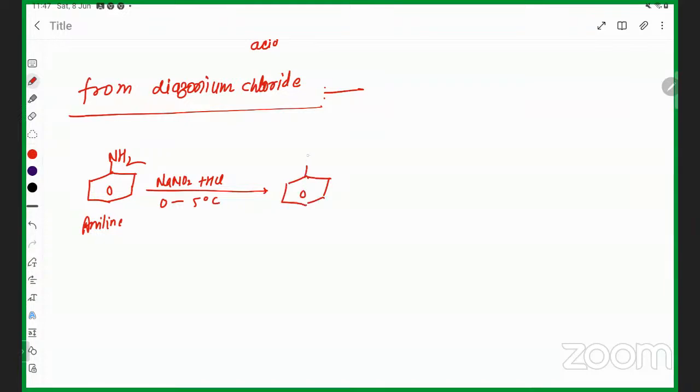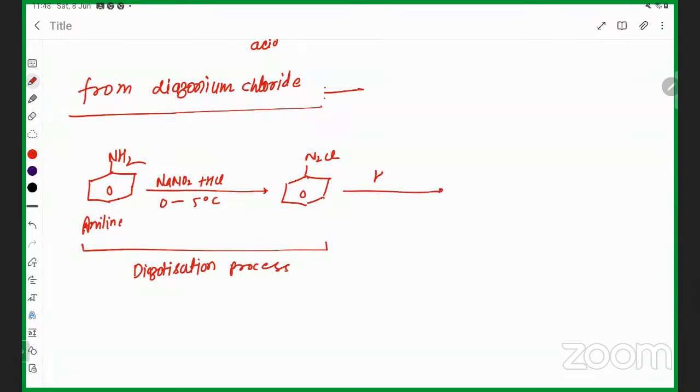This reaction you will study, N2Cl. Now, this reaction is called the diazotization process. Then you are taking H2O and warming it. Just warm H2O you take, it will directly give the phenol. But these reactions are supposed to be practiced many times, then only they can be memorized. So there are four methods.